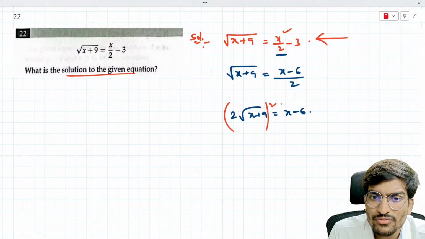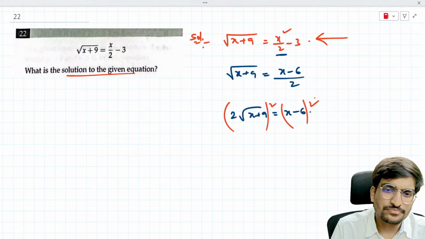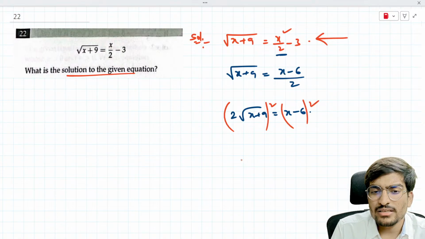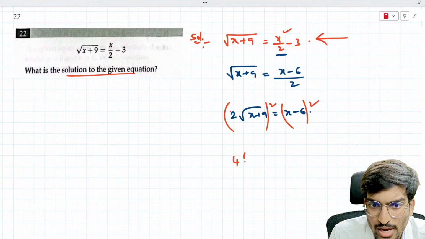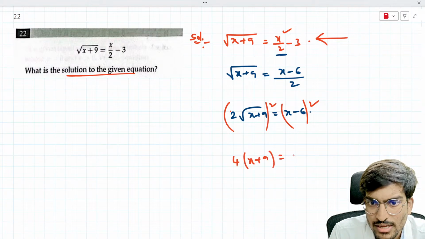Because we have a fraction, and it's going to be a more time-consuming thing whenever we have a fraction. So I didn't do it. So 2 squared is 4, and the square root gives us x plus 9, and this will be x minus 6 whole square.